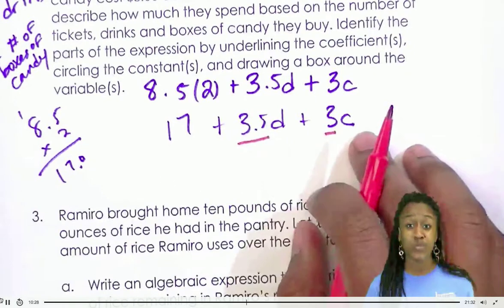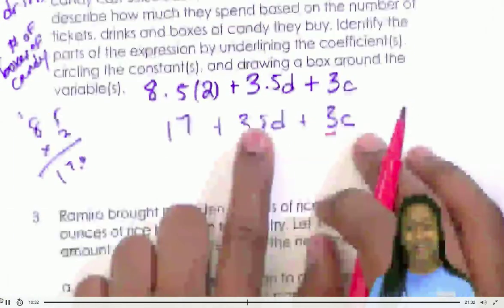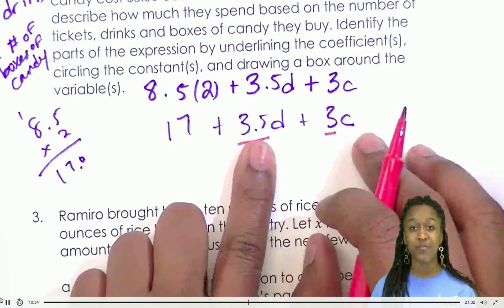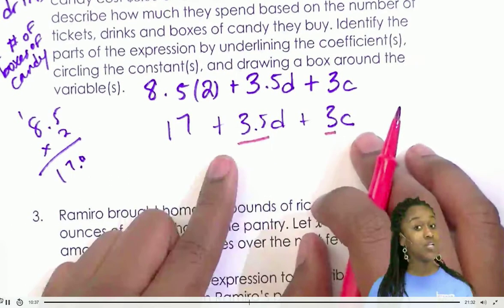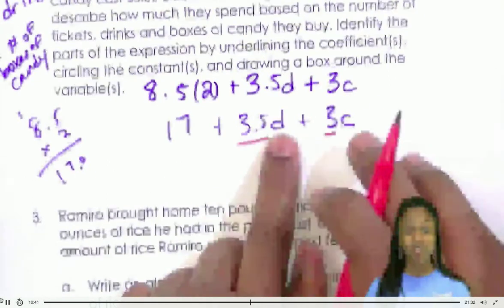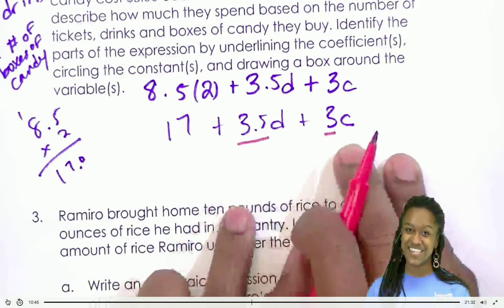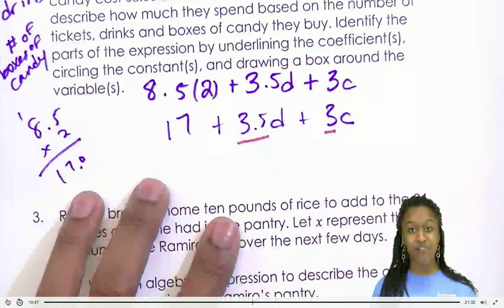We could buy 2 drinks, we could buy 3 drinks, and that's going to affect our total cost, right? This is the cost of one, but if we buy more than one or less than one, which will be determined by D or C, that will affect our cost of the drinks and the candy. All right, so what are our variables, right?